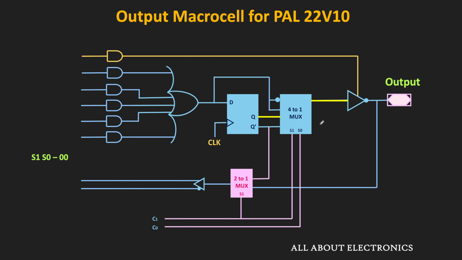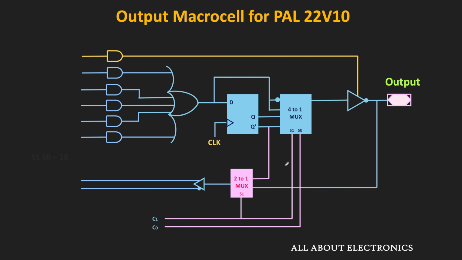AND gate array. Similarly, when this S1 S0 is equal to 0 1, then the Q bar output of the flip-flop will be selected, and if this tri-state buffer is on, then the Q output will be available at the output pin. And once again, since the S1 is 0, the flip-flop output will be fed back to the input side. Likewise, when the S1 S0 is equal to 1 0, then the multiplexer will select the OR gate output, and at the output pin, the inverted output will be available. And as you can see, the same output will be fed back to the input side.